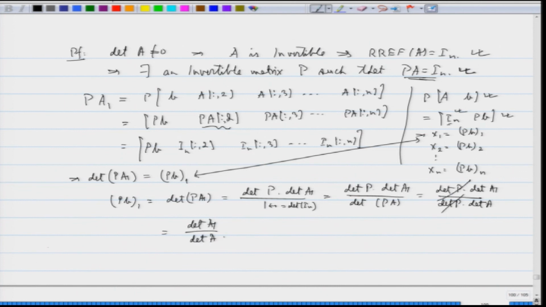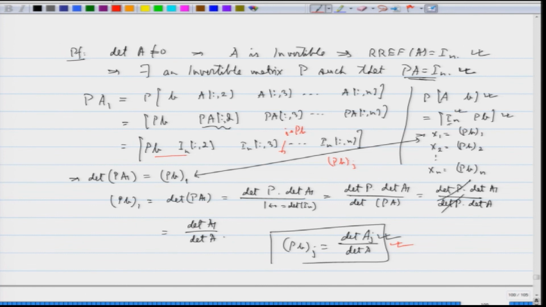Fine. The same idea you can use to prove that in general PB of j is equal to determinant of Aj divided by determinant of A. The idea is the same; since you are looking at the jth part here, everything else will remain the same. The jth component here will become PB. And since the jth component is PB, the determinant of this matrix will be nothing but PB of j.